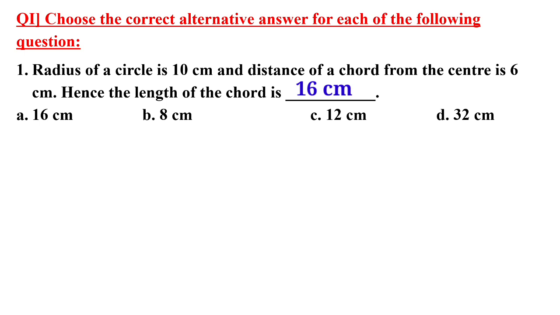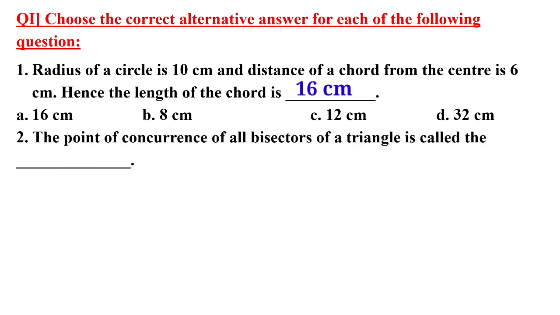We have to find the length of the full chord. 8 times 2 is how much? 16 centimeter. Why are we multiplying by 2? Because the perpendicular drawn from the center of a circle to its chord bisects the chord. So the bisected one part we got 8, but here we have to find the length of the full chord. So what will we do? 8 multiplied by 2, we get 16 centimeters. So our answer is 16 centimeter.